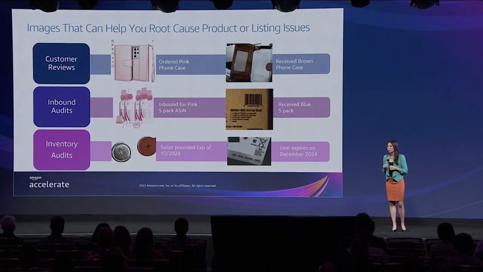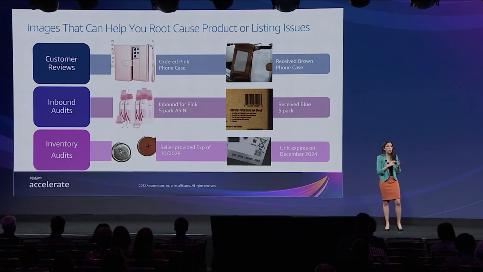So first, customer reviews. Customers not only leave text feedback, but sometimes they leave pictures as part of their reviews. If the order and item is associated to your inventory, we'll bring it into your view. In this example, a customer ordered a pink cell phone case, but left a review with an image that they received a brown one instead.